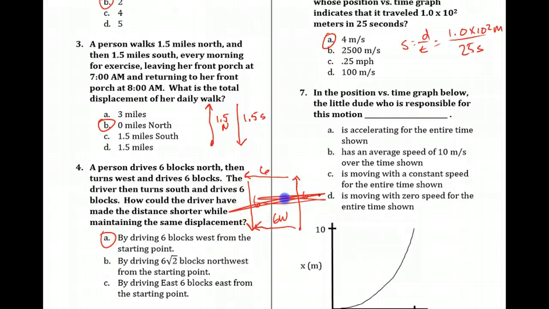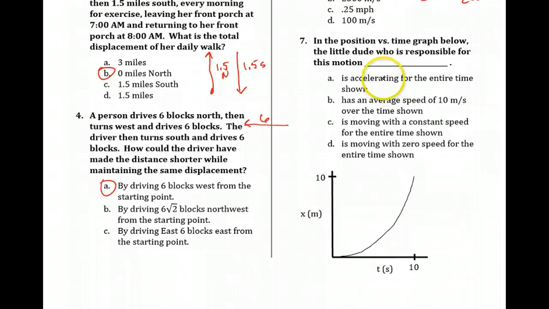Next, in the position time graph below, we look at the motion. Let's pretend we don't know the other questions here. Has an average speed of 10 meters per second over the time shown? Well, over 10 seconds, they're going 10 meters, so the speed is 10 meters over 10 seconds, so the average is 1 meter per second. So we know that's not true.